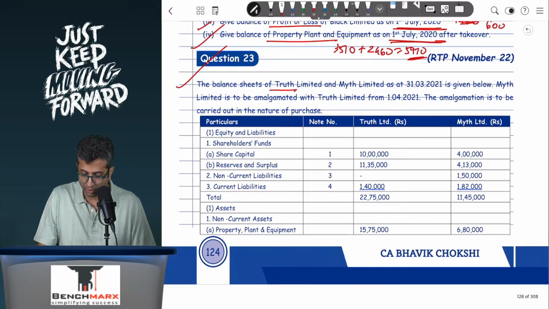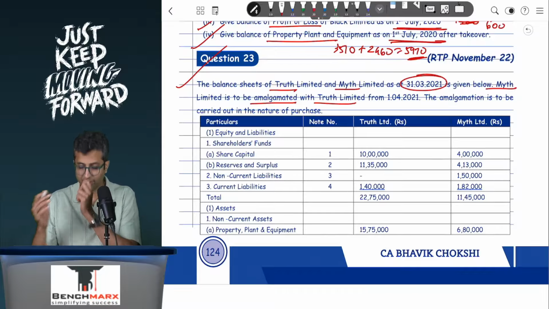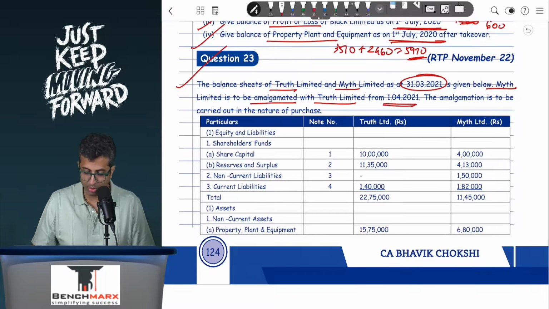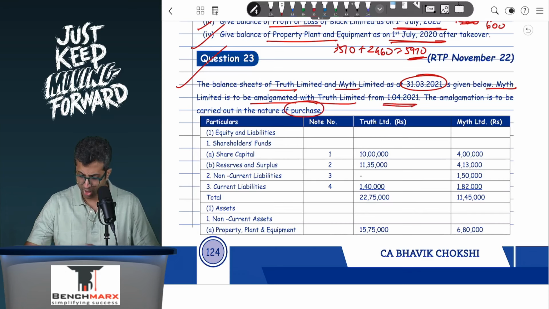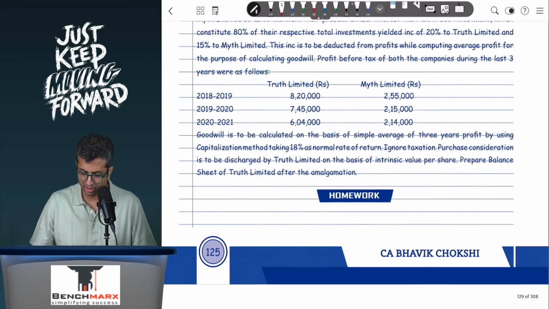The balance sheet of Truth and Myth as on 31st March 2021 is given below. Myth is due to be amalgamated with Truth. So Truth is the acquirer, Myth is the target. As on 1st of April 2021, the amalgamation is to be carried out in the nature of purchase. They have told you, but even if they had not told you, we would have taken it in the nature of purchase only. So this is the entire balance sheet of Truth and Myth.